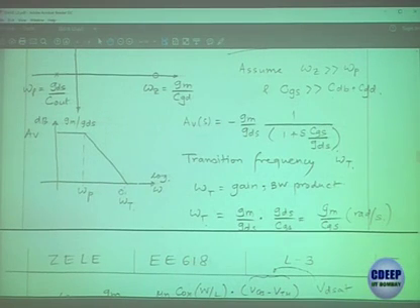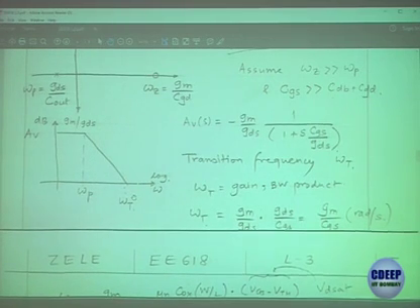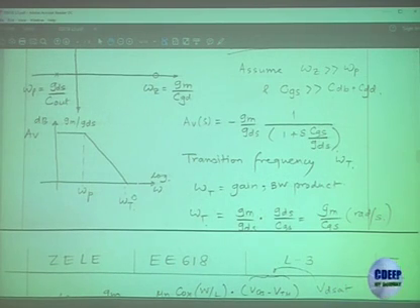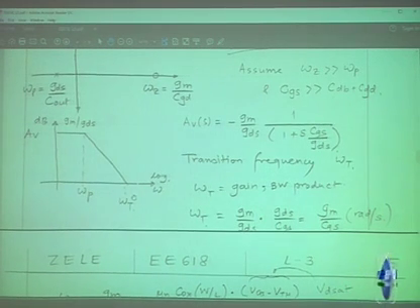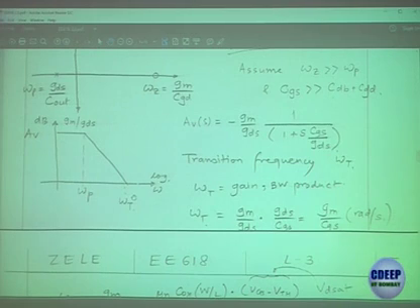The gain equal to 1, right. So, omega t is equal then to GM over CGS, and that is the way we get omega t equal to GM over CGS. So, this part I did not explain so elaborately. Okay. So, is that part clear now? Why is it GM over CGS?